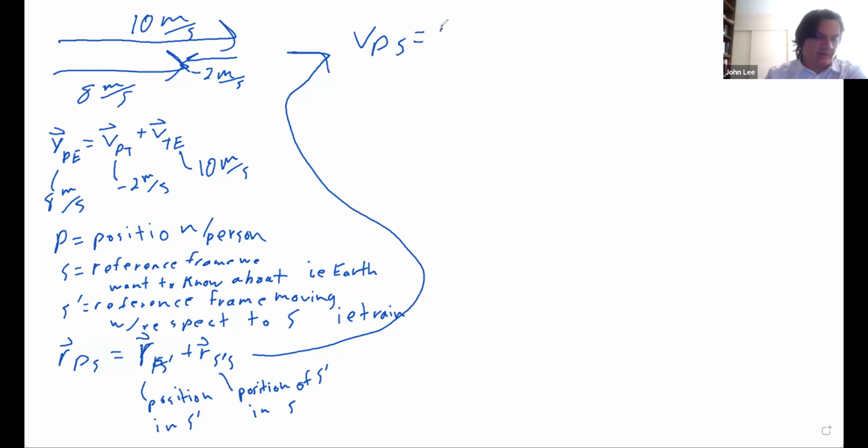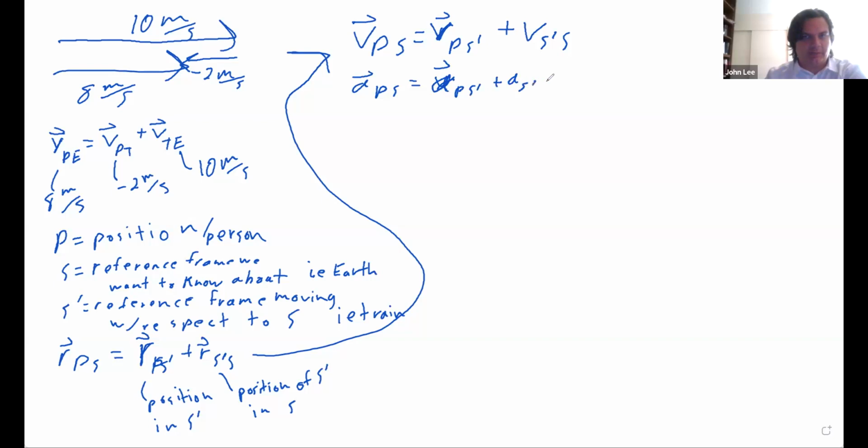V_PS equals, oh, not R_PS prime, V_PS prime plus V_S prime S, which is what we did over here, what we did to the left. And then A_PS equals A_PS prime plus A_S prime S.